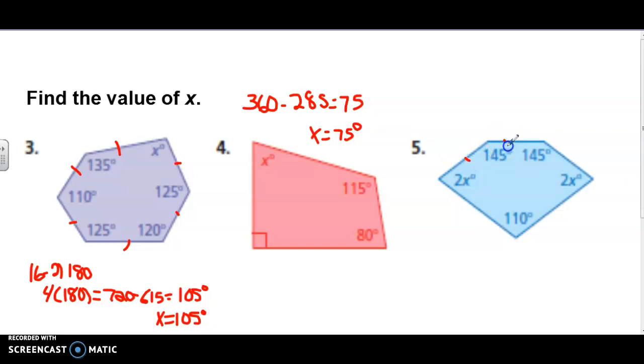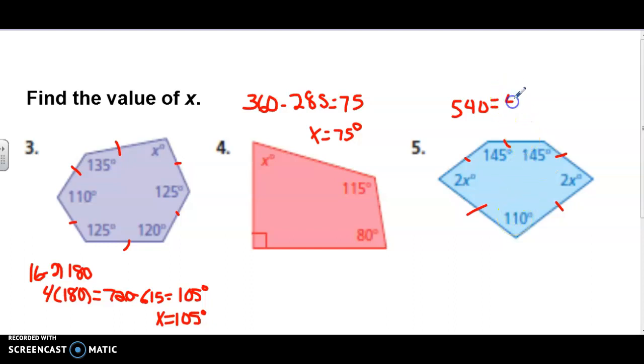This one here, we got 1, 2, 3, 4, 5. So 5, we did that several times. 5 we know is going to be 540 degrees. I'm going to subtract what I know. I know 290 and I know 110. Now this one would probably be better if I set it up like this. So I'm going to add these two together. That's 290. That would be 400.